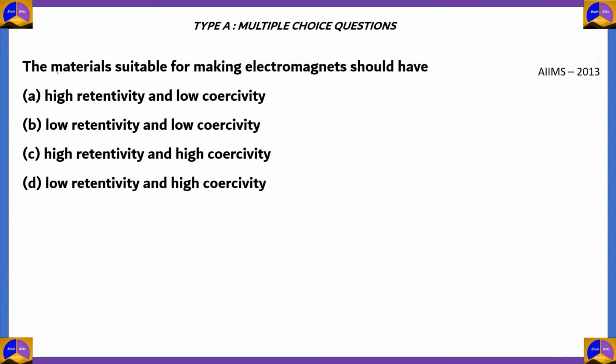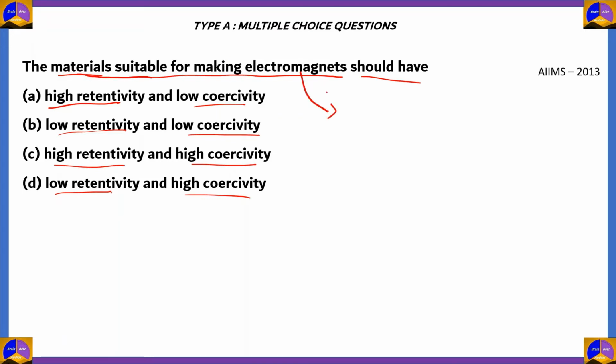Next question. Materials suitable for making electromagnets should have A, high retentivity and low coercivity, B, low retentivity and low coercivity, C, high retentivity and low coercivity, D, low retentivity and high coercivity. Now look at our question. Here it's saying the material suitable for making electromagnets. For making electromagnets, you should have two conditions. First of all, the material should be easily magnetized. So therefore, it should have a low coercivity.